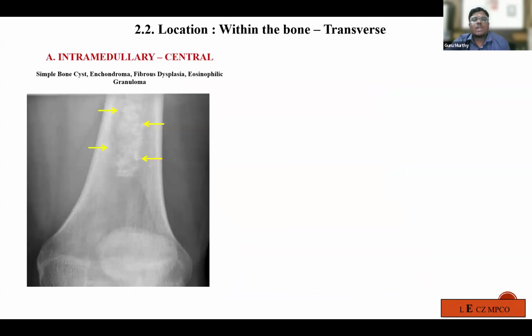Now we'll see one by one regarding the transverse location of the lesion, and how we explain or describe it in an exam. This is a frontal radiograph of the distal thigh showing a centrally located intramedullary lesion. Before committing, you should see whether the physis is fused or not. This is a distal femur. You can see the physis is fused. So whenever you describe, you have to state that this is a frontal radiograph of the distal thigh of a skeletally mature patient showing the lesion centrally located in the intramedullary cavity.